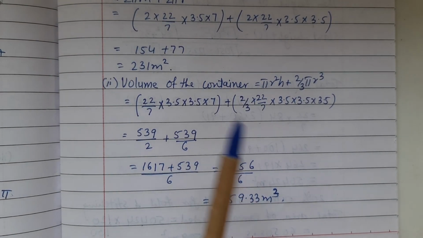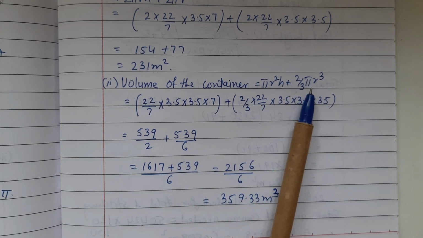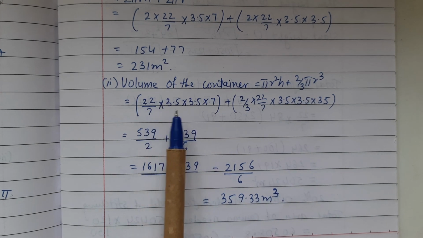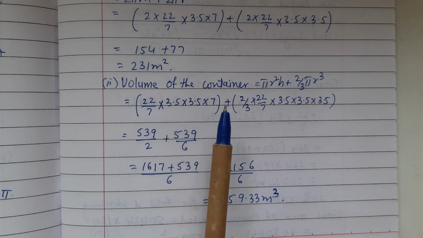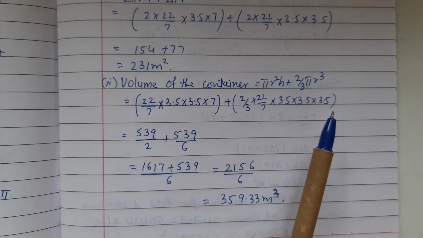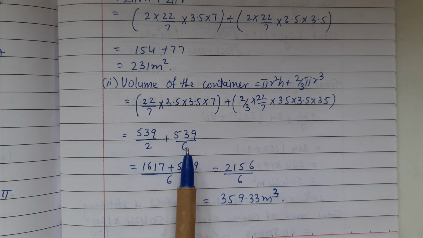Second part, volume of container equal to πr²h, volume of cylinder, plus volume of hemisphere 2/3 πr³ equal to 22/7 into 3.5 into 3.5 into 7 plus 2/3 into 22/7 into 3.5 into 3.5 into 3.5 equal to 539/2 plus 539/6 equal to (1617 plus 539)/6 equal to 2156/6. Volume of the container is equal to 359.33 meter cube.